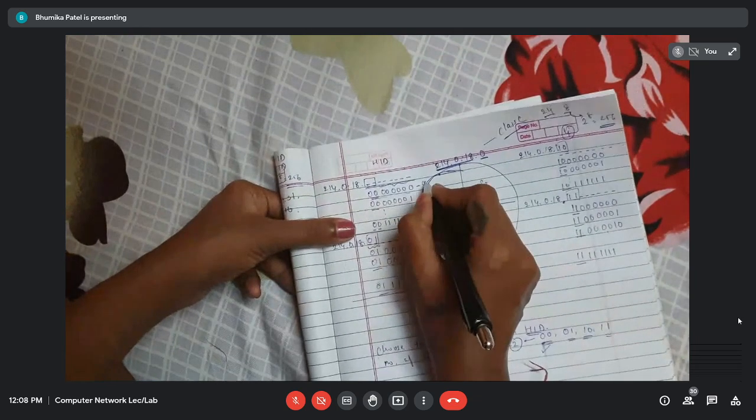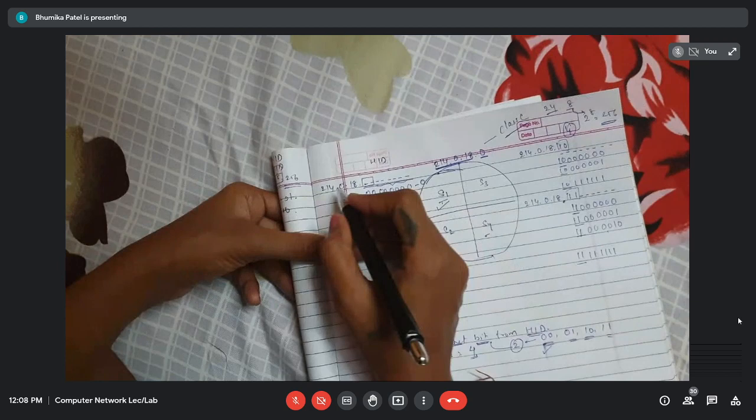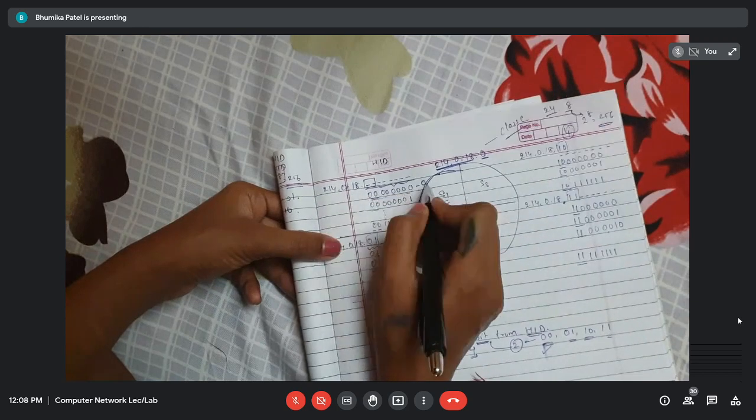Now if I convert this, the 8 zeros into decimal, it will be 0. So we can say the IP address will be what?